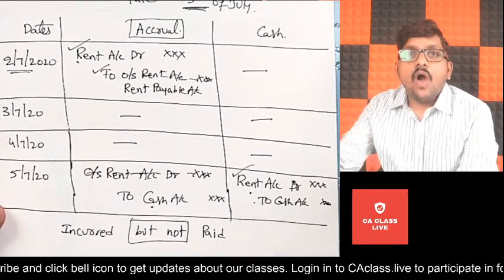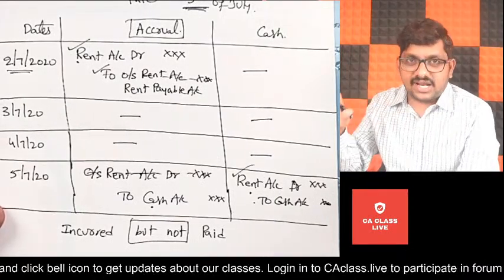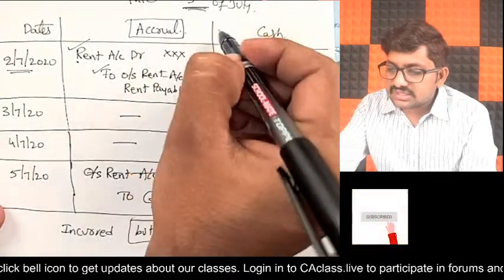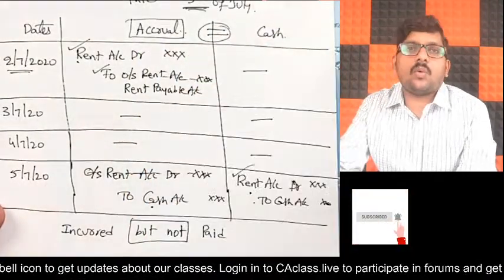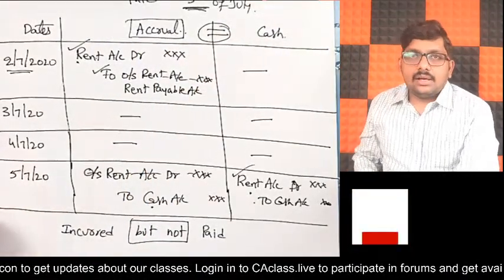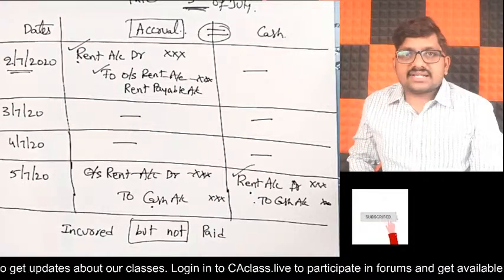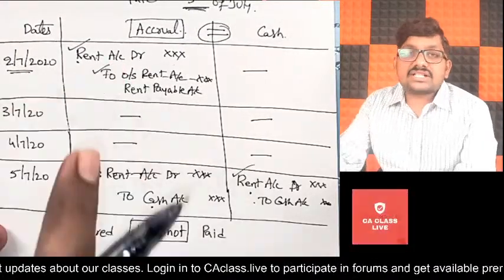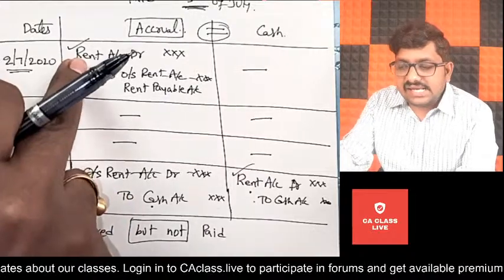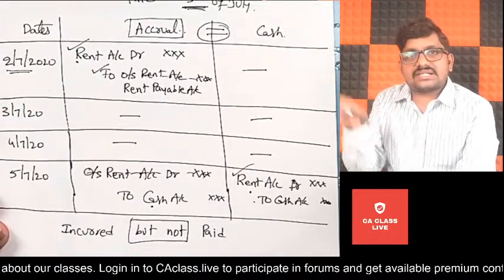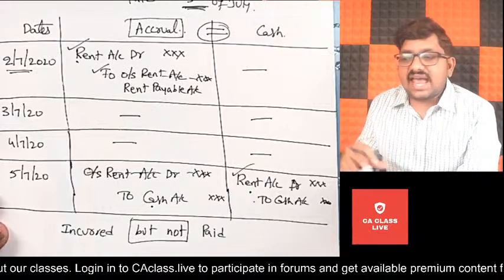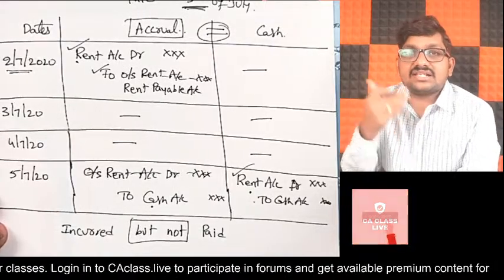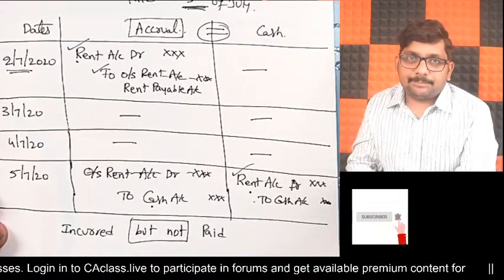What does it mean? Once the transaction is completely over, both accrual system and cash system are equal. Understand? If the transaction is completed, say for example, I incurred and paid also, it means the whole transaction has been completed, and then they both are the same. If the transaction is not completed, they are not the same.